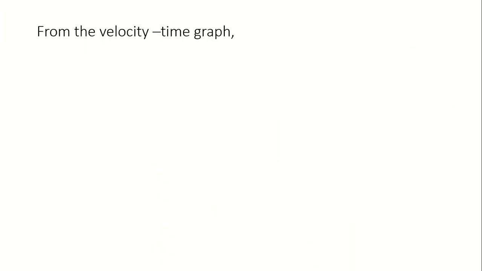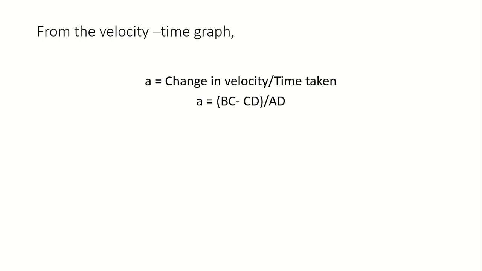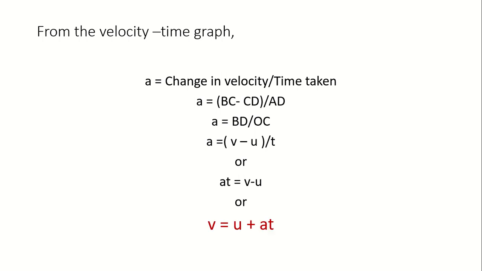Now, from the velocity time graph, acceleration equals to change in velocity upon time taken. You have learned that acceleration is the rate of change of velocity. So, the formula of acceleration is change in velocity divided by time taken. And acceleration equals to BC minus CD divided by AD. A equals to BD by OC. A equals to v minus u by t, or at equals to v minus u, or v equals to u plus at, which is the required first equation of motion.